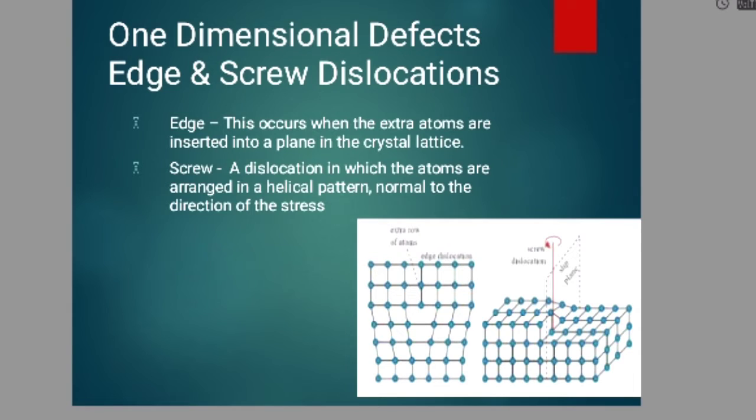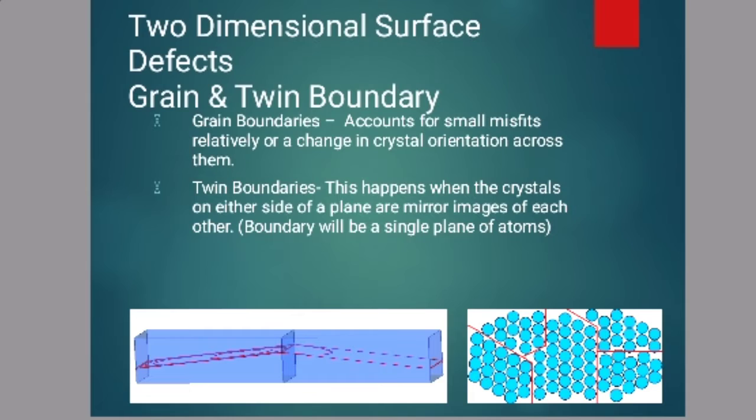The surface is not evenly, it is not properly arranged because of the stress given, and these dislocations happen exactly perpendicular to the surface. It means crystal. So this is categorized as screw dislocation. And in two-dimensional defects, it is a surface defect, and it is mainly classified as grain and twin boundaries.